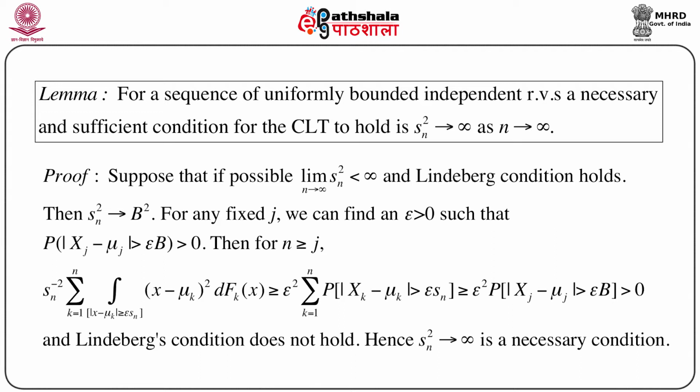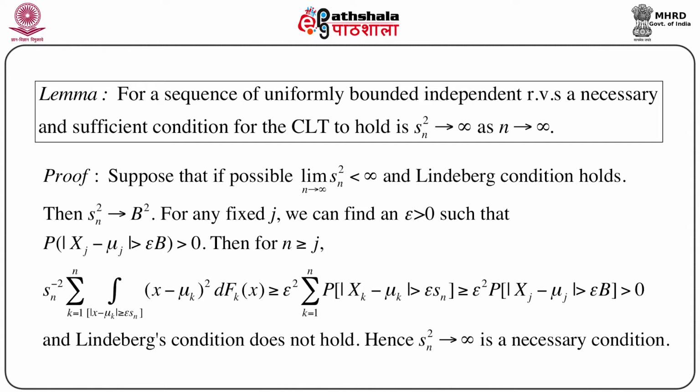Then for n greater than or equal to j, Sn to the power minus 2 summation k equals 1 to n integral over modulus of x minus mu k greater than or equal to epsilon Sn of (x minus mu k) square dFk is greater than or equal to epsilon square summation k equals 1 to n probability that modulus of Xk minus mu k is greater than epsilon Sn, which is greater than or equal to epsilon square into the probability that modulus of Xj minus mu j is greater than epsilon into B. Now we know that the last term is greater than 0.